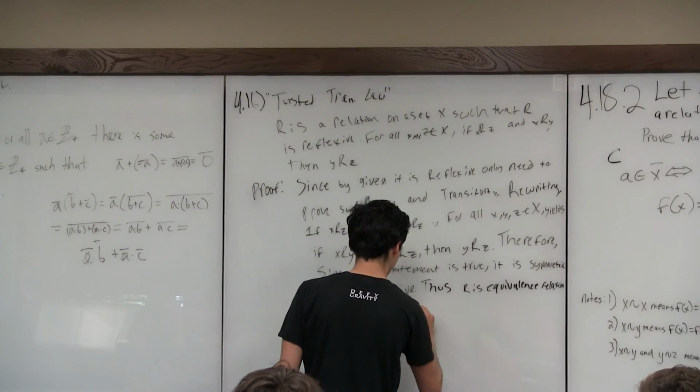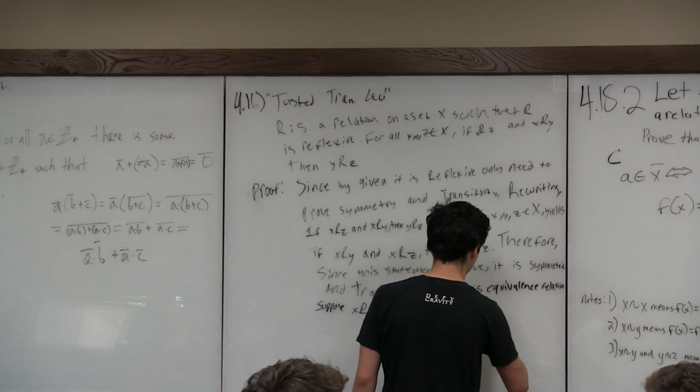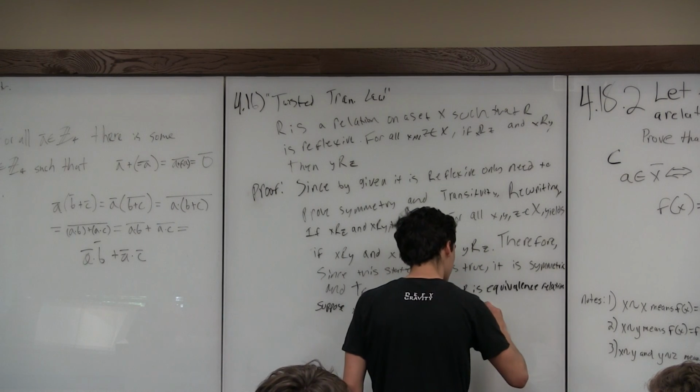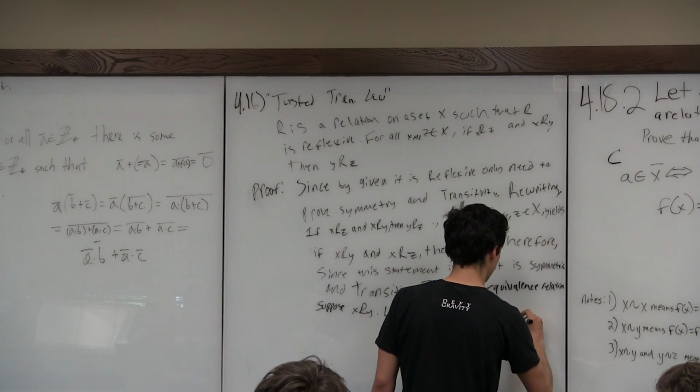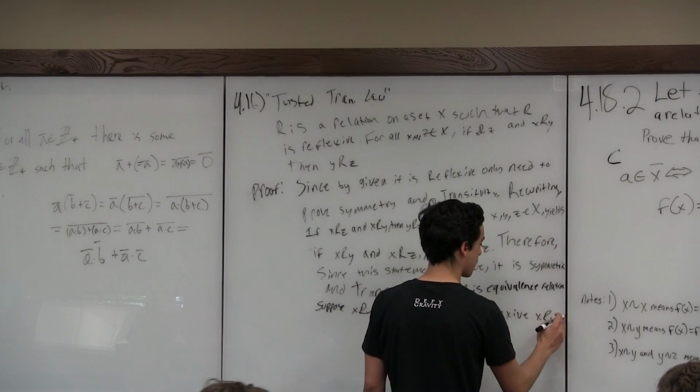Right? It's true for all Z. So you're free to pick whatever Z you want. And so in this case, you're going to pick. And now write out the hypothesis of the twisted transitive law. Just write out the twisted transitive law. What does it now become?